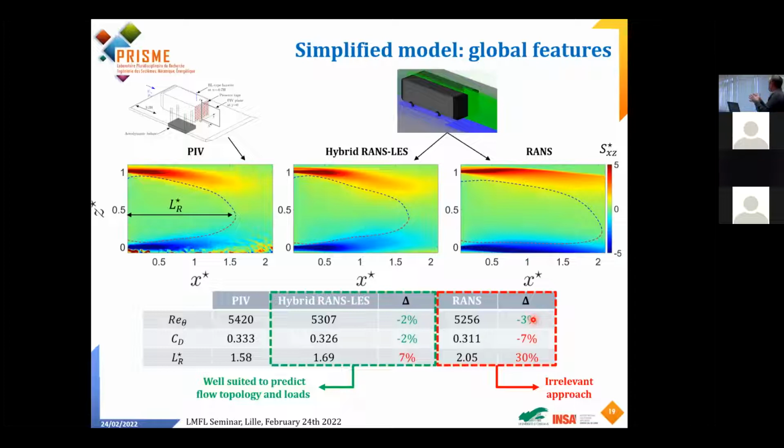We can say that at least the initial condition for all of this flow seems to be the same in average, obviously. If we look now at the drag coefficient, you can see that the PIV and the hybrid Reynolds LES are very close to each other. There is a difference of 2% only, which tells us that, okay, that's a nice tool to look at this quantity. And if we look at the Reynolds approach, it is much worse because we already have 7% of difference with the experiments.